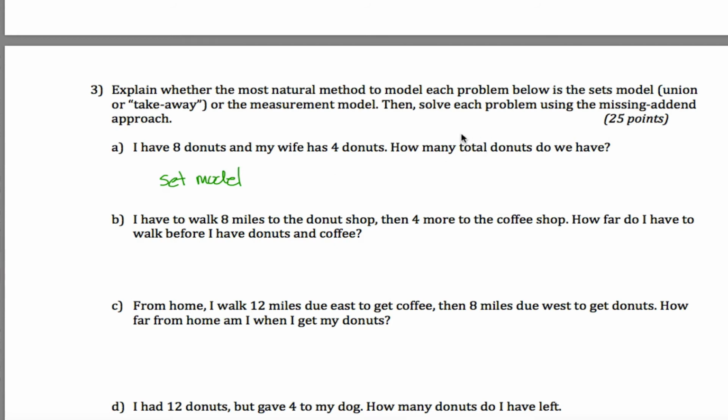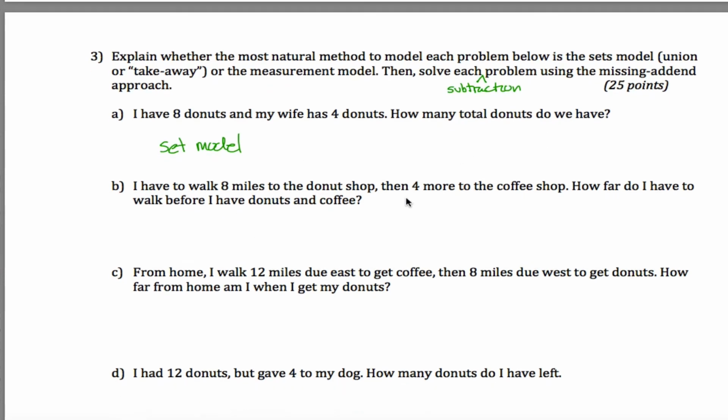So I guess I need to change these instructions. Then solve each subtraction problem using the missing add-in approach. So here, just set model, explain why you're good.